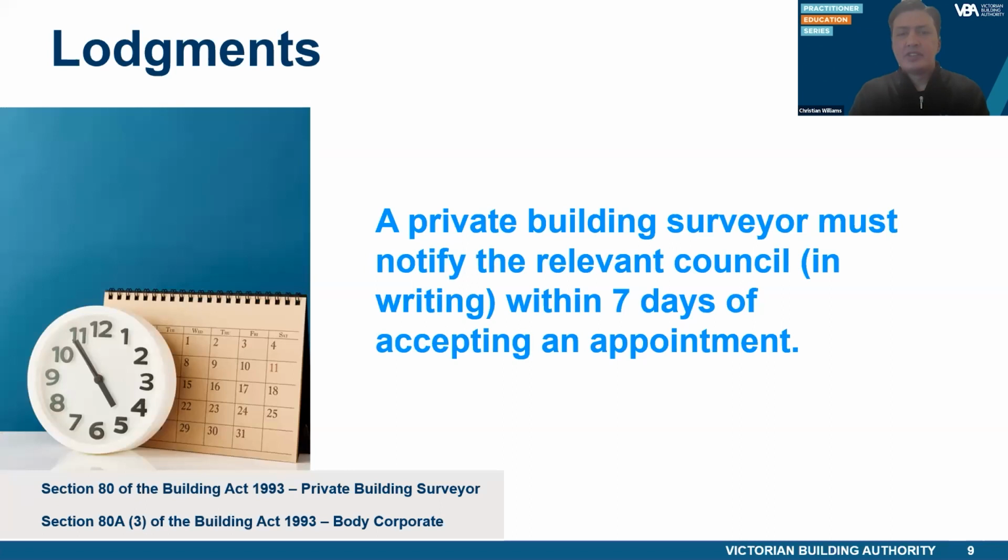Under Section 80 and Section 80A of the Act, a private building surveyor must, within 7 days of accepting an appointment, notify the relevant council in writing of that appointment. It is noted that this requirement is sometimes being missed, or the 7-day notification period is not being met by some private building surveyors. The VBA urges private building surveyors to ensure that the notification of appointment is submitted to council within the 7-day time frame. Otherwise, this can lead to problems such as dual appointments. For those of you who are not familiar with the term dual appointment, this is in reference to where two private building surveyors have been appointed for the same building work.